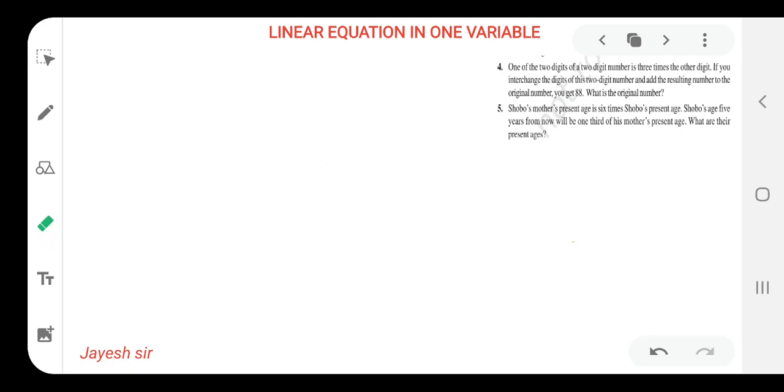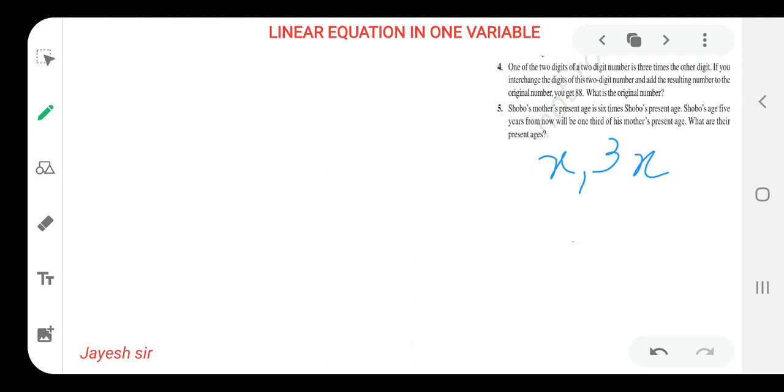One of the two digits of a two digit number is three times the other digit. So our first digit would always be x, as we all know, and the other digit is 3 times, so it will become 3x. If you interchange the digits of this two digit number and add the resulting number to the original number, you get 88. So instead of thinking so much, let's make the equation.